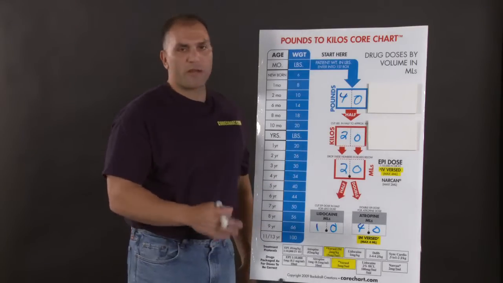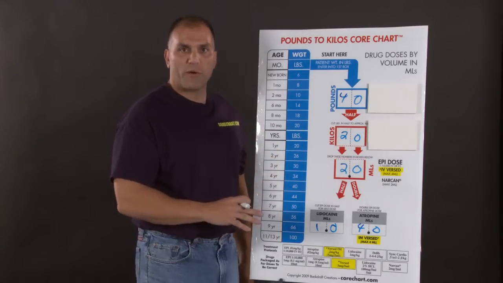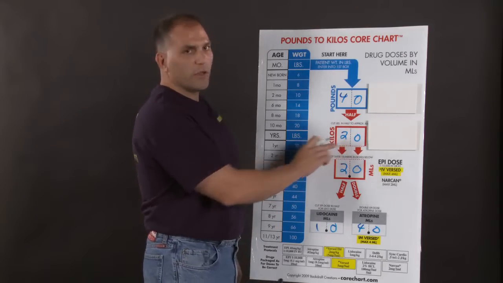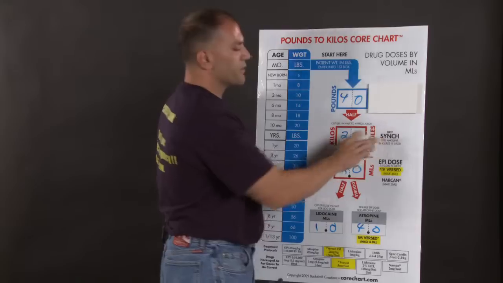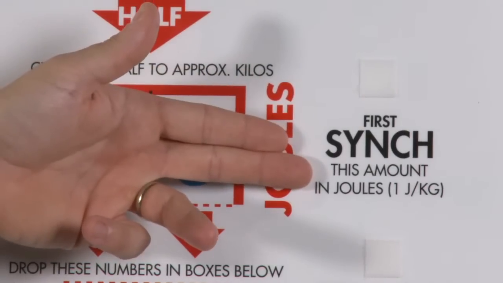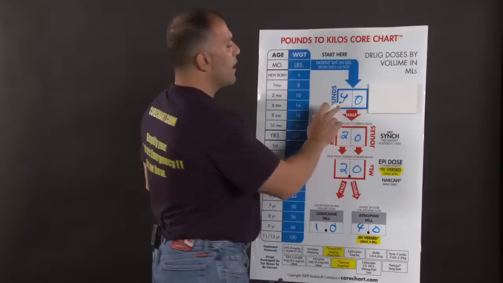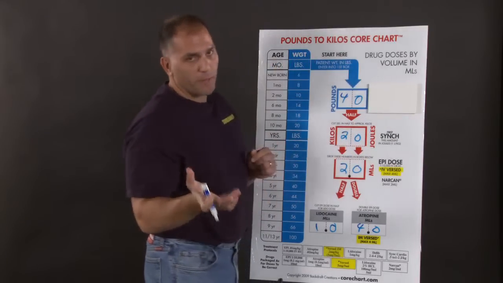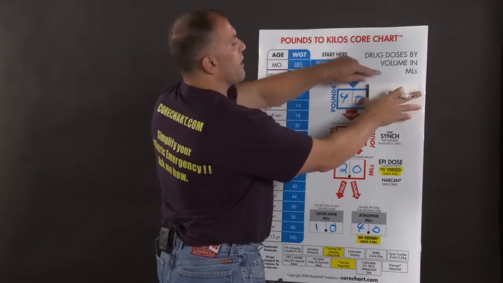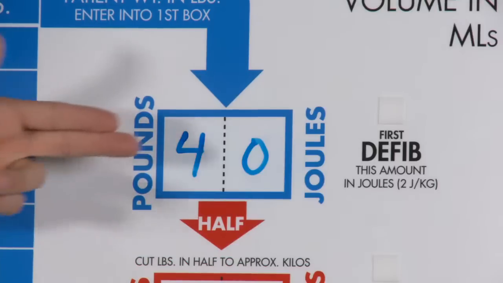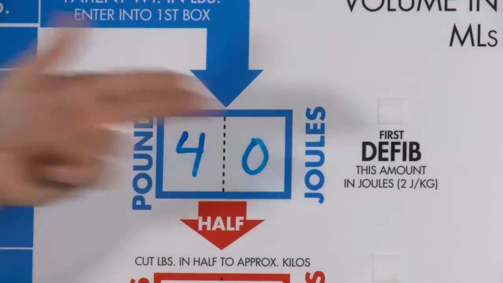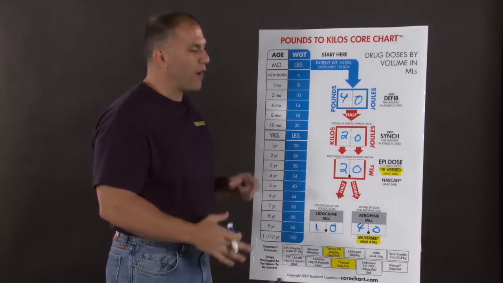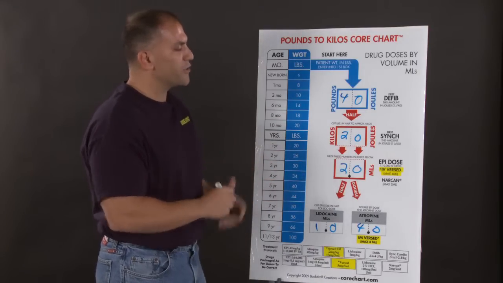Let's move up through the chart now and we'll use those other numbers and we'll see how it all fits in nicely. Your kilos number that you calculated earlier is your very first synchronized cardioversion setting at 1 joule per kilogram. Your 40, remember I said we're going to use that pounds number to our advantage, is actually your first defib at 2 joules per kilogram. So really there's no need to go back and do extra math.